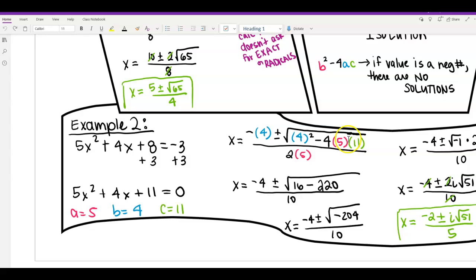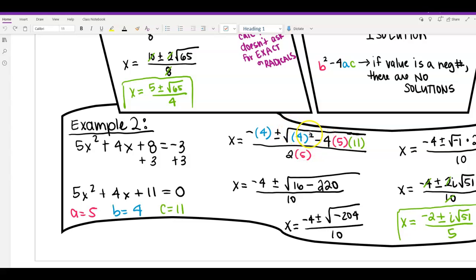my calculator. If you tried to type this in your calculator, you would get an error message. So you know that that's going to be an imaginary solution. So you have to do some simplifying before you can actually write the answer there. You cannot type this in your calculator because it will give you an error message.